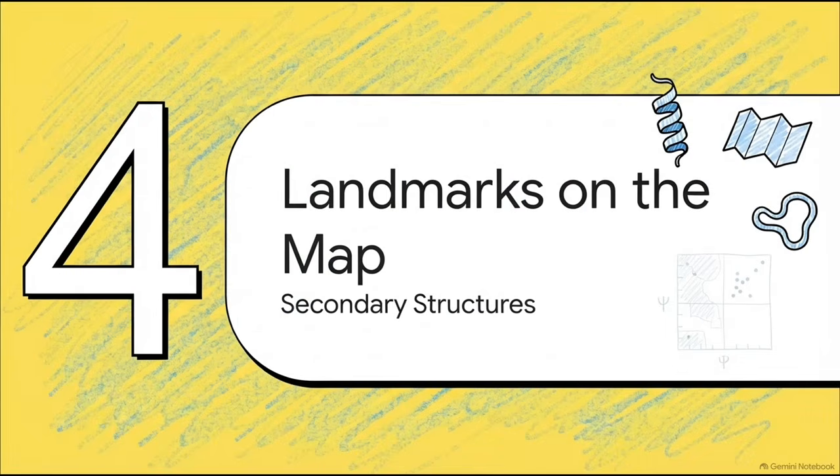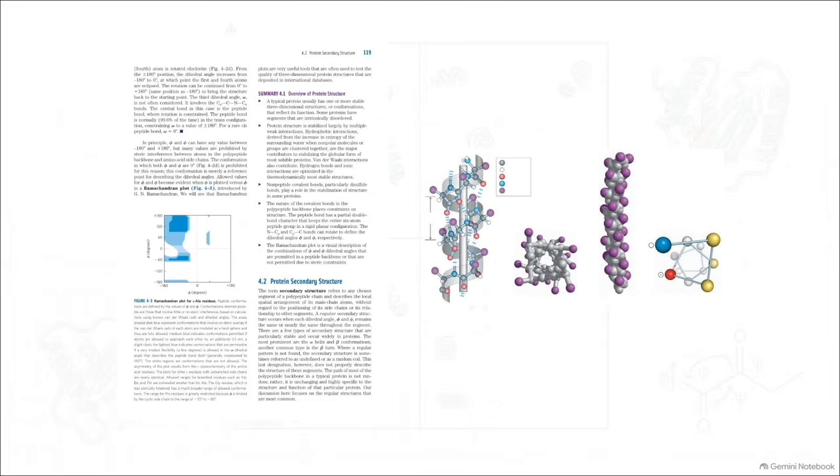Part 4. Landmarks on the map, secondary structures. Now let's see how the structural landmarks we know and love perfectly nestle into these safe blue zones. Take the ubiquitous right-handed alpha helix. When mapped, its coordinates fall precisely into a tightly allowed dark blue region in the lower left quadrant. And this is no accident.